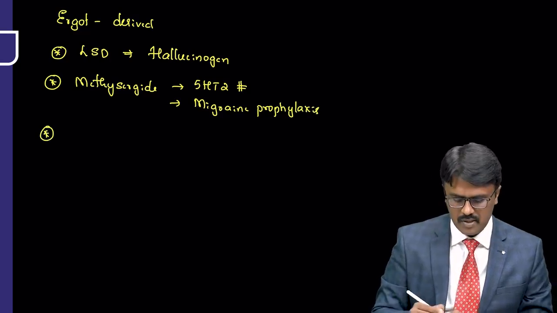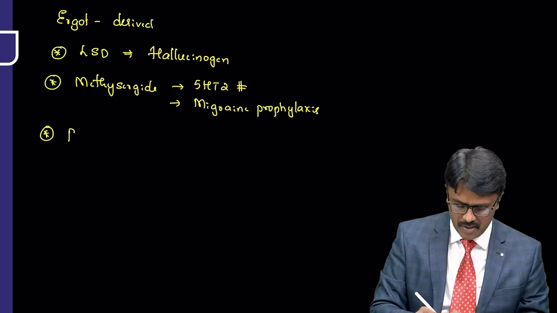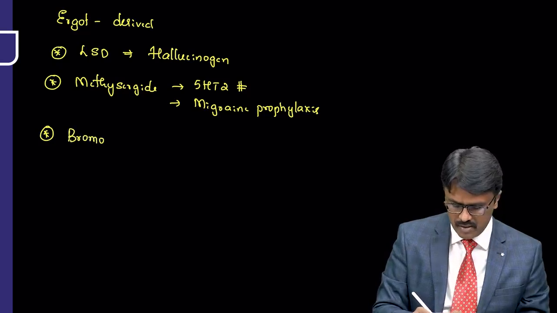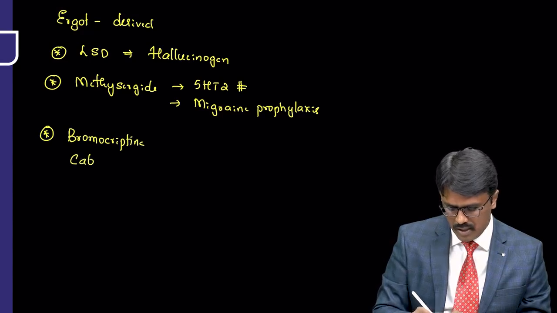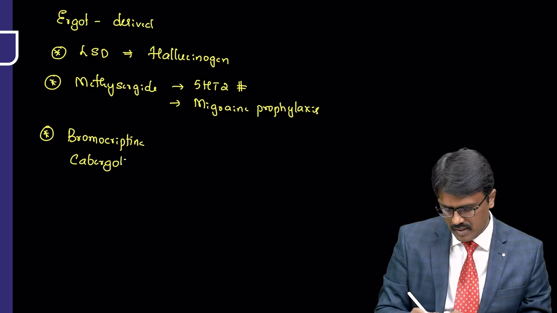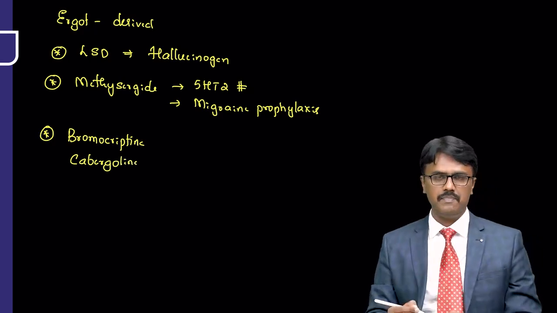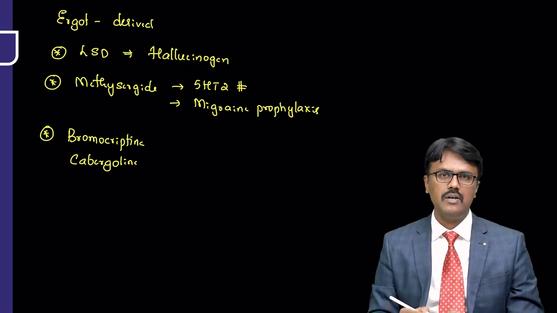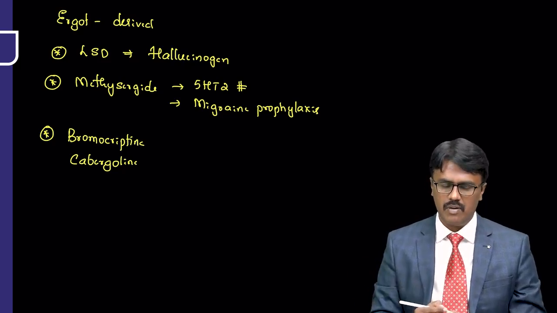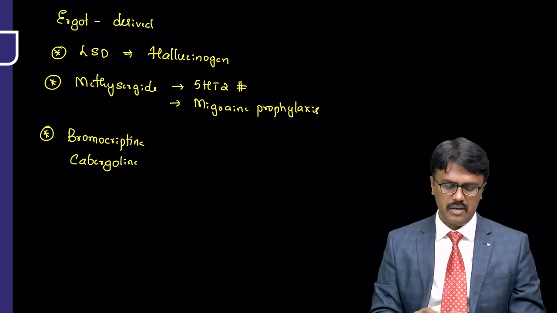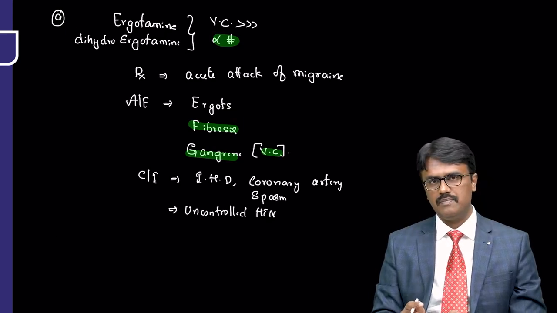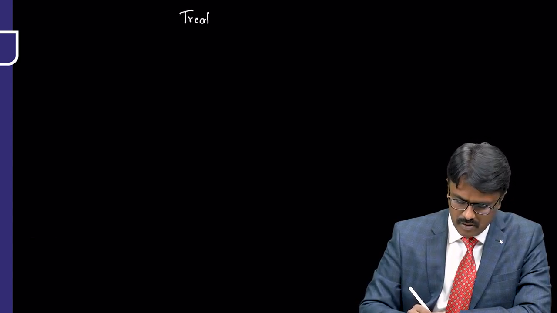Now the third group of drugs, you know them, they are nothing but bromocriptine and cabergoline. They are also ergot derived, right? So bromocriptine and cabergoline, and we'll discuss that extensively when we discuss endocrine pharmacology. So these are the ergot derived: ergometrin, methylergometrin, and then ergotamine. We go to the next important aspect, treatment of migraine.